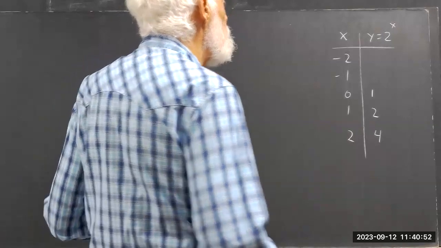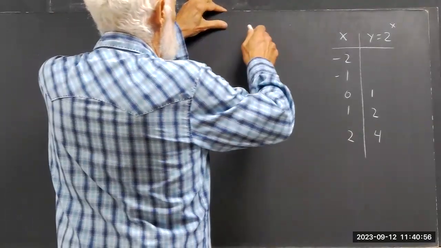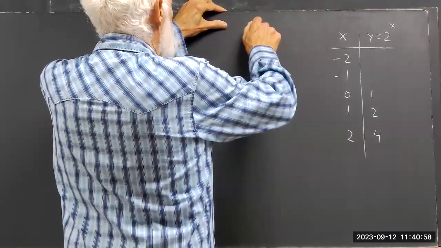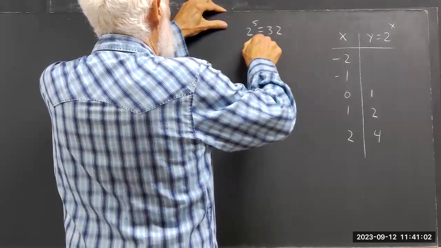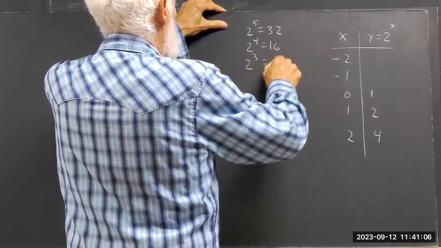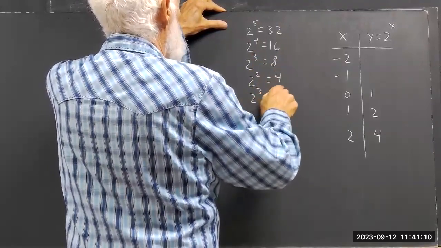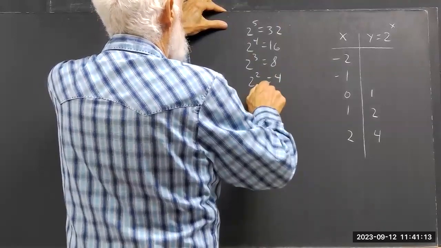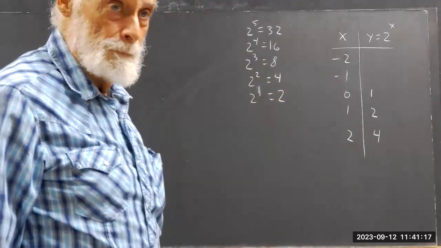Okay, first of all, I'm going to make a progression here. 2 to the 5th, you can easily calculate as 32. 2 to the 4th is 16. 2 to the 3rd is 8. 2 to the 2nd is 4. 2 to the 1st, come back up, is 2, right? Okay.